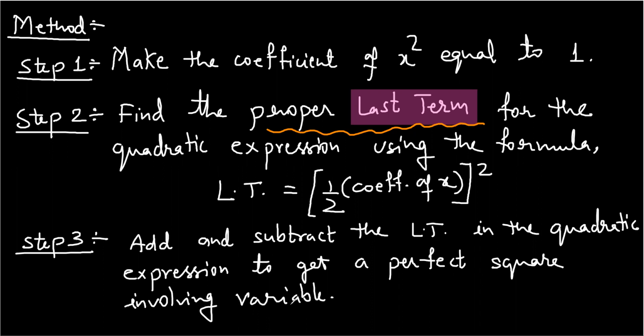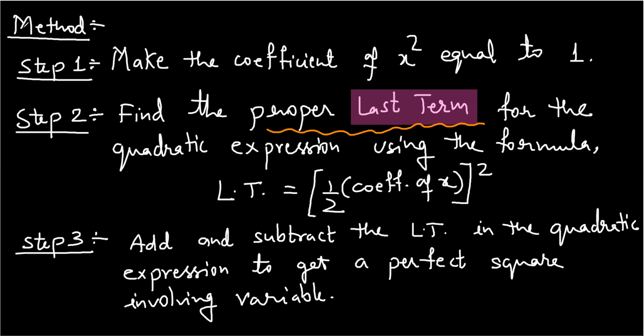Now what is the meaning of involving variable? It simply means that when you get the perfect square, that perfect square will have x in it. So we will add and subtract. As I explained, you will add and subtract the last term in the first 2 terms, the first term and middle term, to get the perfect square involving variable.